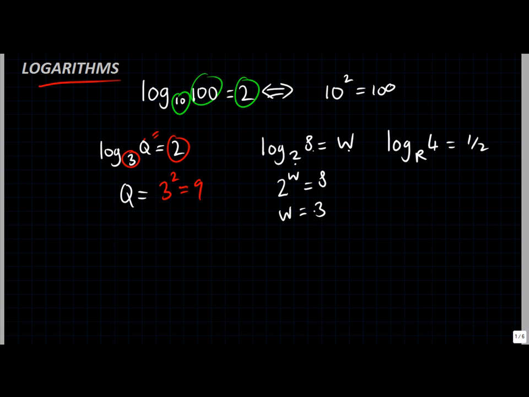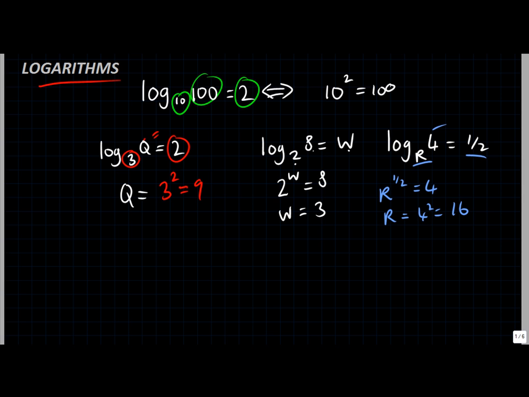So log to base r of 4 is equal to half. Again, you just go base to this power is equal to that number. r to the half is equal to 4. So the square root of r is 4. So r is 4 squared, which is 16. So that's the structure of how a logarithm is set up.